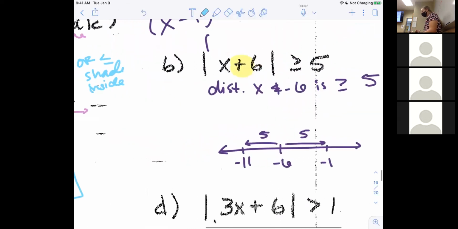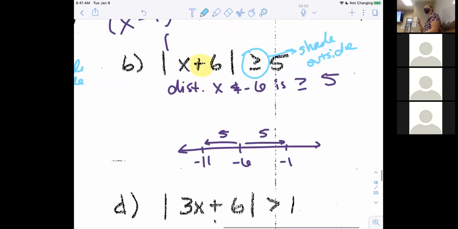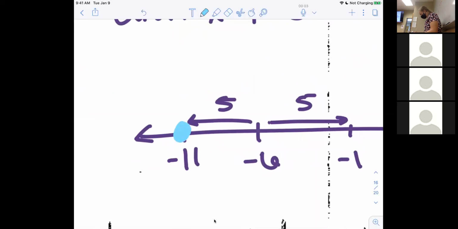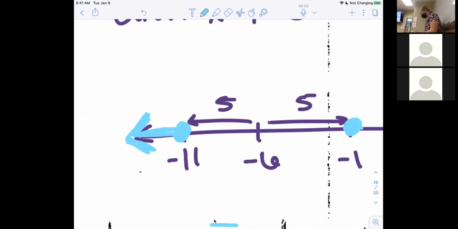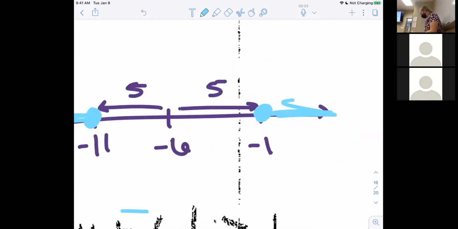I told you on the last one that less than and less than or equal to's, you shade inside. Greater than and greater than or equal to, you shade away. You shade on the outside. That's just a rule of thumb we can use to remember. So on the right, shade outside. So that means here I'm going to shade these on the outside. Am I going to do open or closed circles though? Closed. Why, Patrick? Or equal to. The or equal to makes it closed. And then I'm going to shade this way. And then I'm going to shade this way.